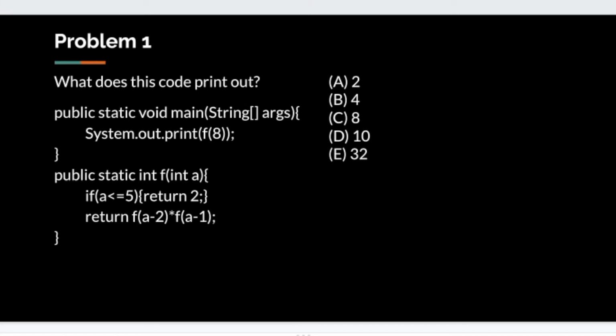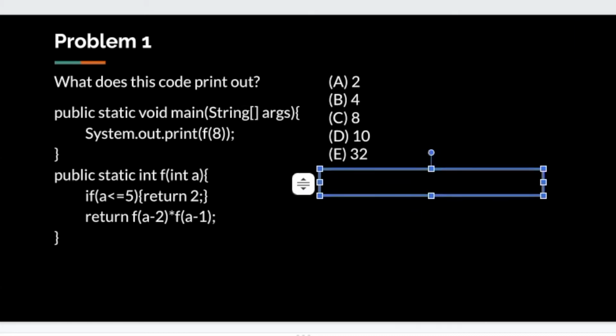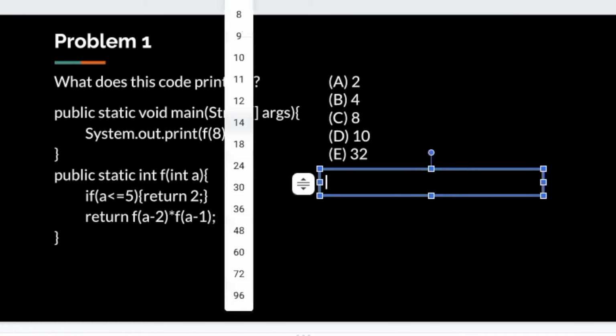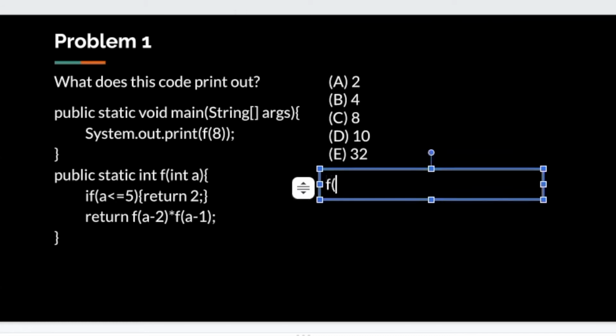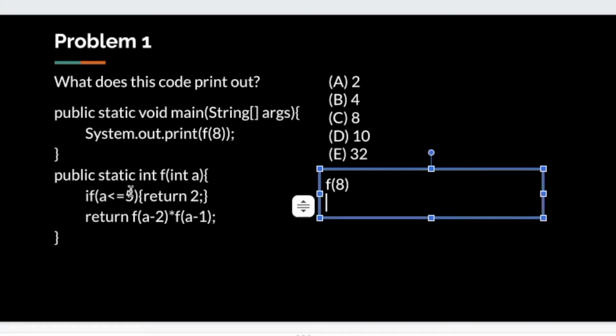I will solve problem number 1 in 3, 2, 1. All right, so it's problem number 1. You have a recursive function, and you start with f of 8. And let's go step by step. So 8 is not less than or equal to 5. So therefore we return f of a minus 2. That's f of 6 times f of a minus 1, which is f of 7.